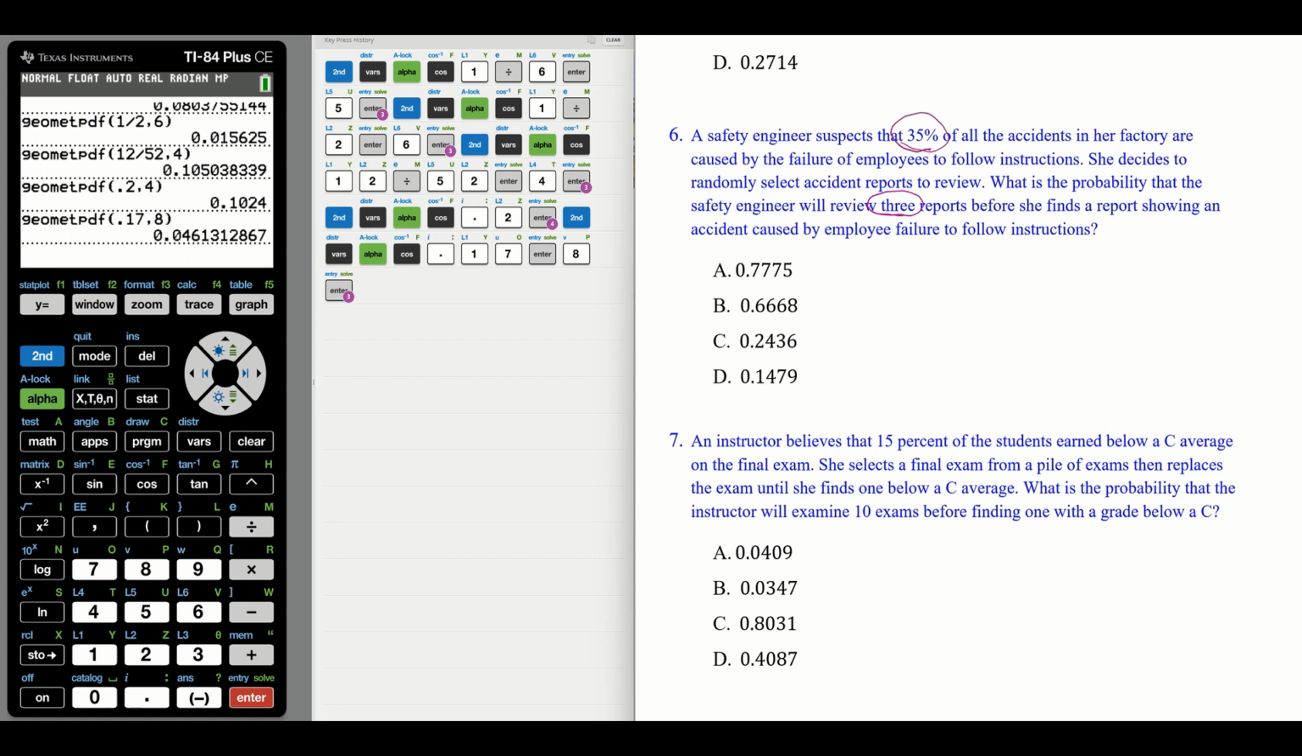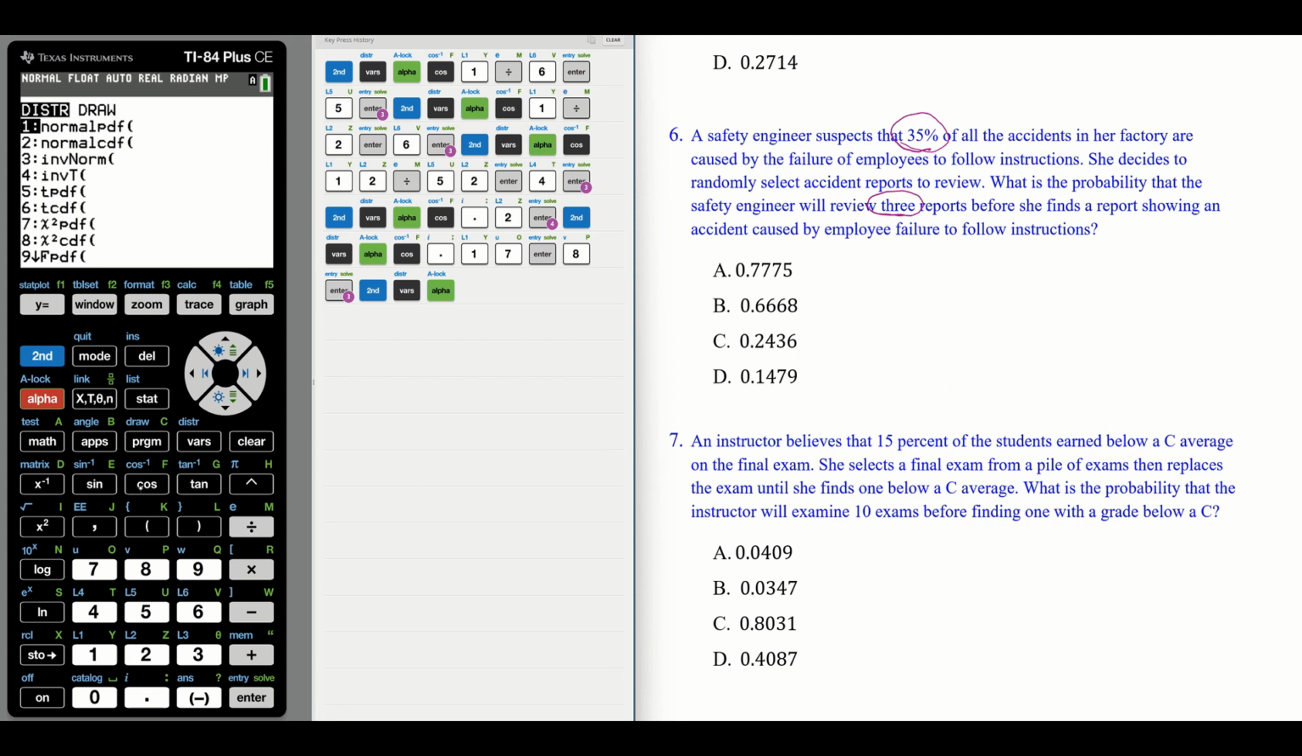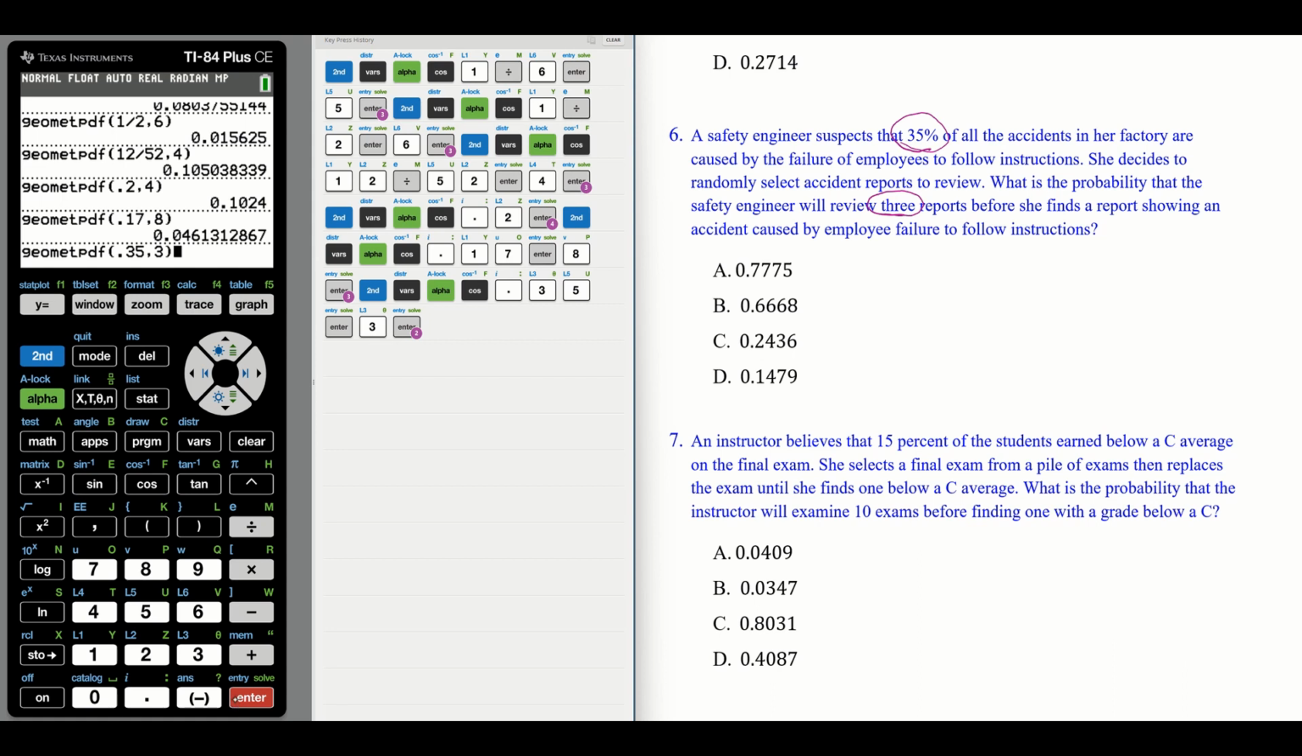So we have the 2 items we need. Second, vars, alpha, cosine, 0.35. 3 reports. We have to look at 3 reports before, and enter again. And that is option D.